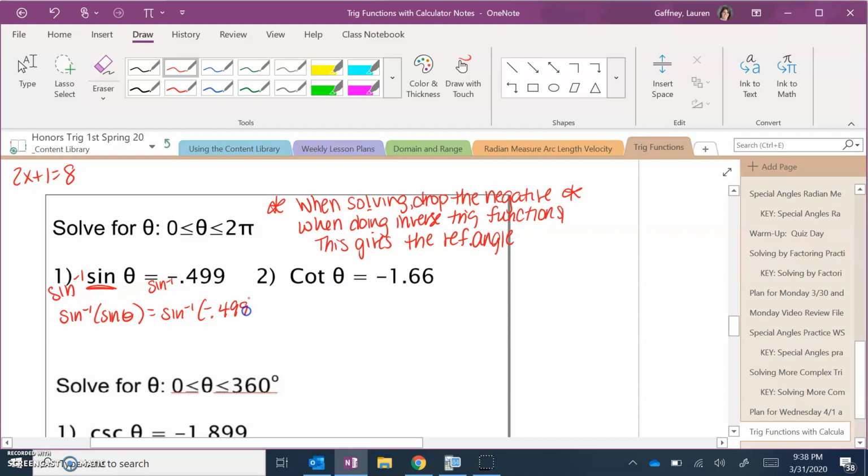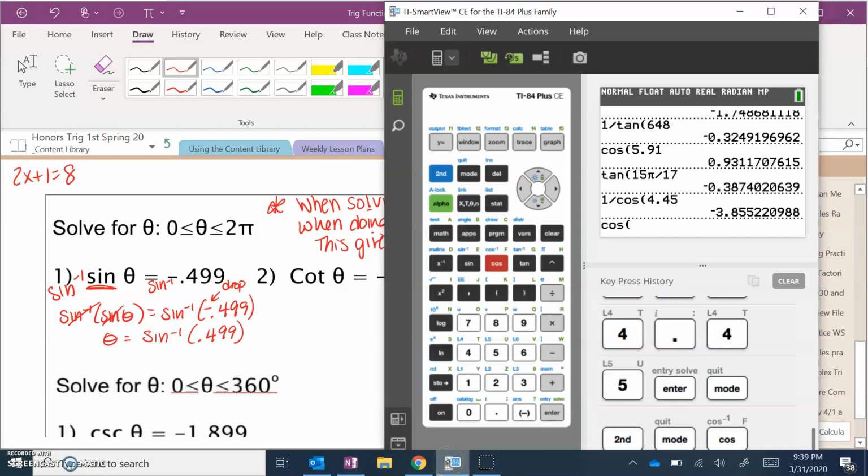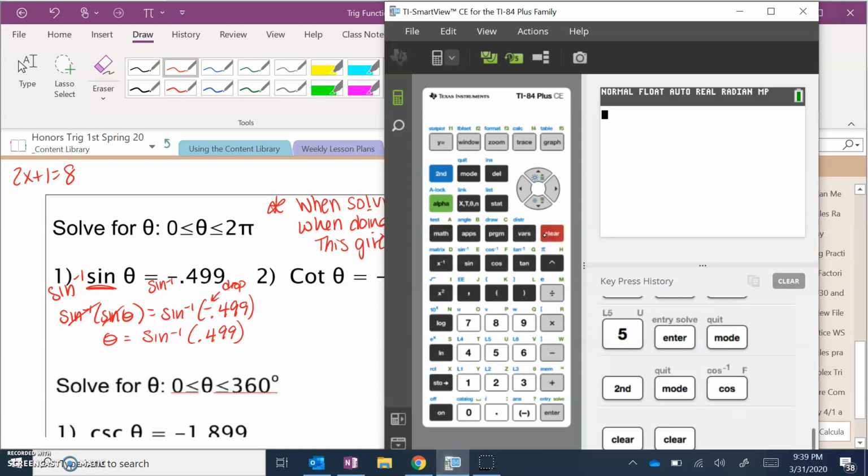Now, like I said, we want to drop the negative. Otherwise, if you put it in the calculator, it's only going to give you one answer, and we need 2. So sine inverse and sine cancel each other out, and let's really just figure out what sine inverse of 0.499 is. Okay, so let me clear that. The second sine will get you the sine inverse, and then 0.499.